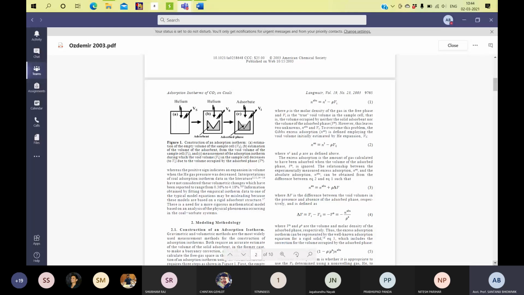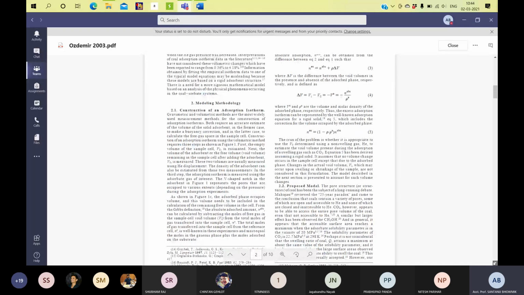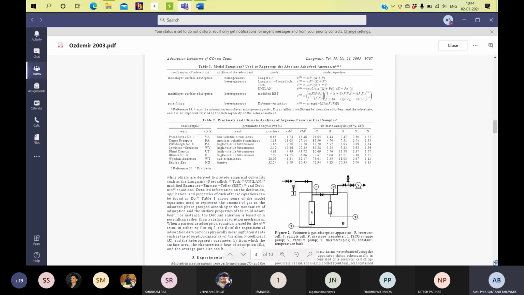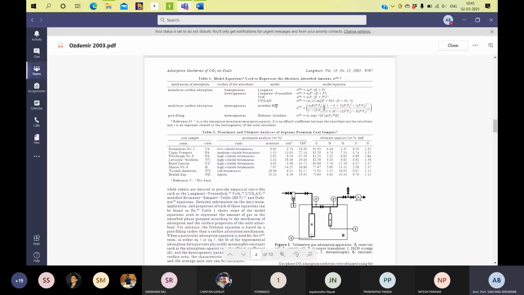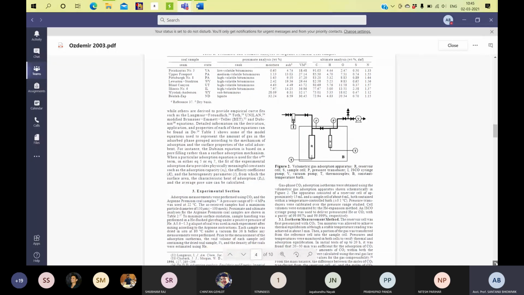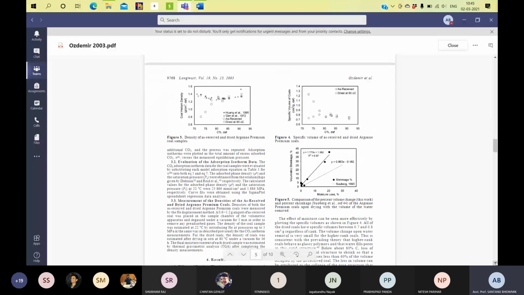Okay, if you see the results from the experimental pressure, the deviations of this, and they have also given the different models. These are the different models used for this. You can see the monolayer surface adsorption model for Langmuir, and then Toth and unilayer model. For multilayer, there is the modified BET equation, and for pore filling, there is the Dubinin-Astakhov equation. And these are the data of the coal proximate analysis and the ultimate analysis. The schematic diagram is more or less the same concept. But the results, yeah, these are the results.